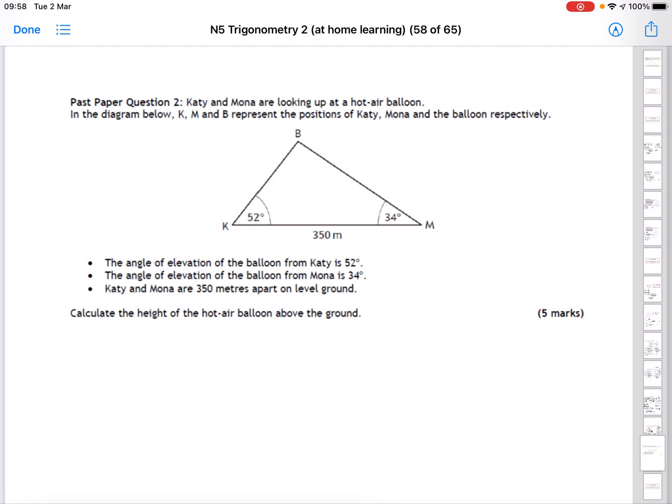The angle of elevation of the balloon from Katie is 52 degrees. So that just means from the ground looking up to where the balloon is 52 degrees. So we've got that angle at K. The angle of elevation of the balloon from Mona is 34 degrees. So we have that angle in at M. And then we're told that Katie and Mona are 350 metres apart on the level ground. So we've got that length at the bottom between K and M. We're being asked to calculate the height of the hot air balloon above the ground.